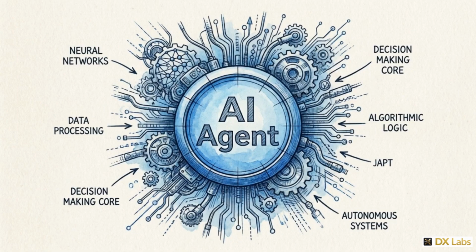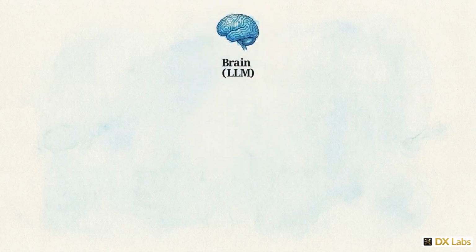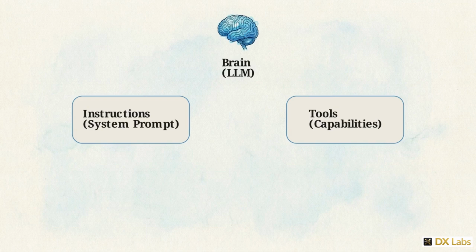Now, if you want to give that model a job to do, you build an AI agent. AI agents have three specific parts. First, the brain, which is usually a large language model. Second, the instructions, which act as the agent's job description. And third, the tools, which let the agent interact with the outside world.